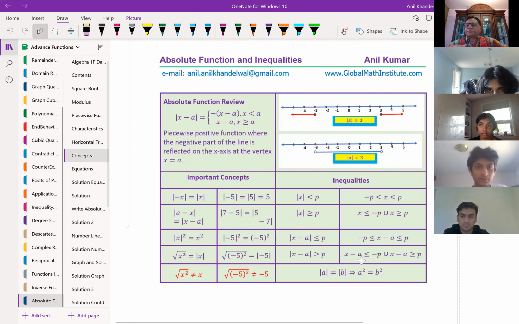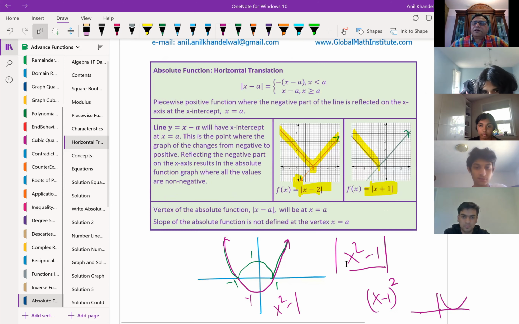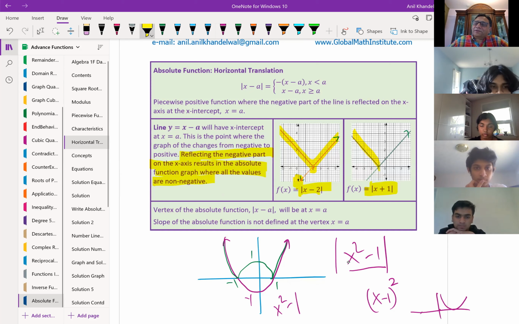Sir? Yes, both. Sir, I just wanted to confirm. So for the question before, we just flipped the graph over the x-axis? Yes. Okay. So the key here is we have to reflect the negative part on the x-axis. That results in the absolute function of the graph. Is that clear to you? So it's never the whole function, right? It's just whatever part is going past the negative domain. Yes, we just reflect that. Okay.